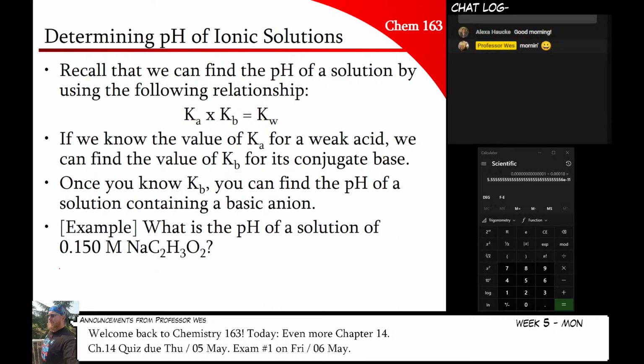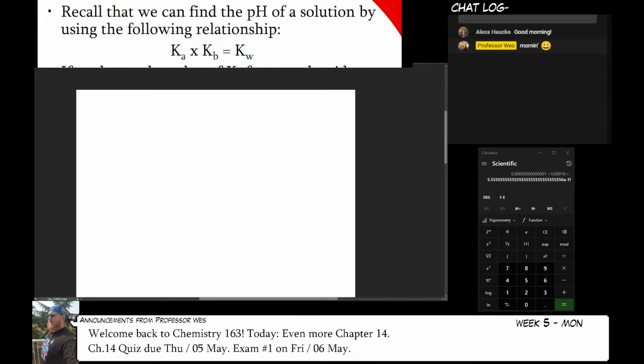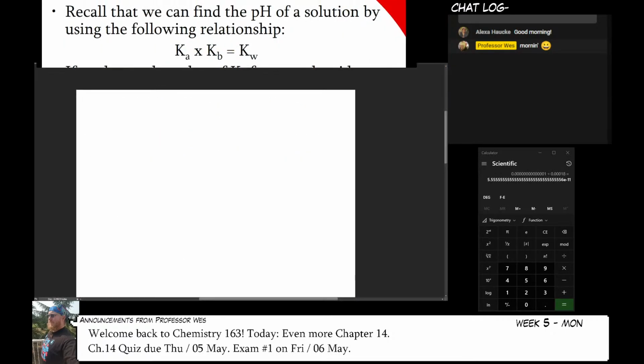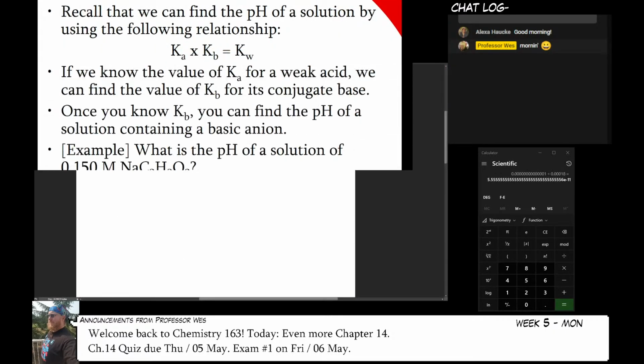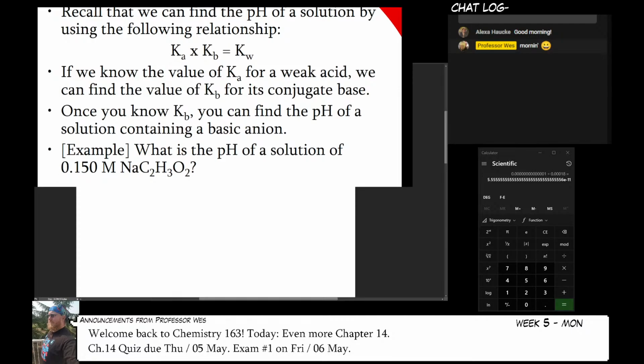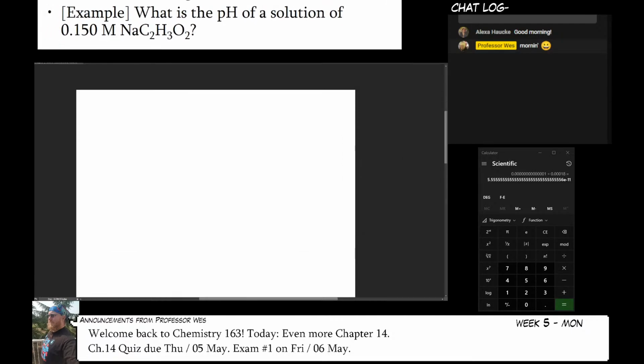All right. So let's do this example here. What's the pH of a sodium acetate solution, 0.150 molar? So we'll go over here. There we go. So first, let's write down what our substance is.